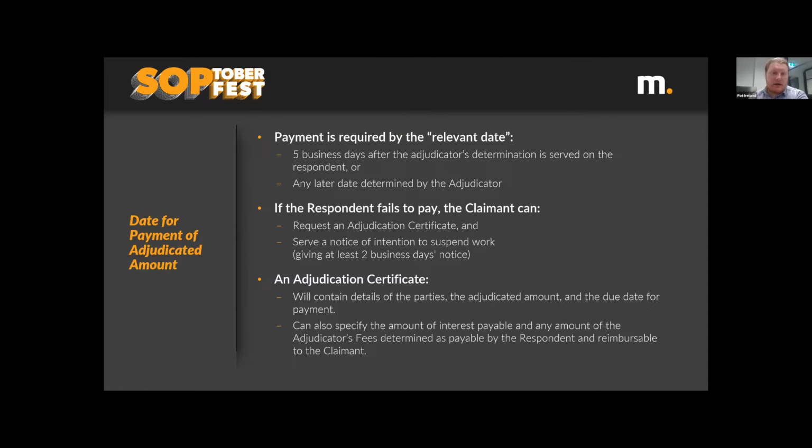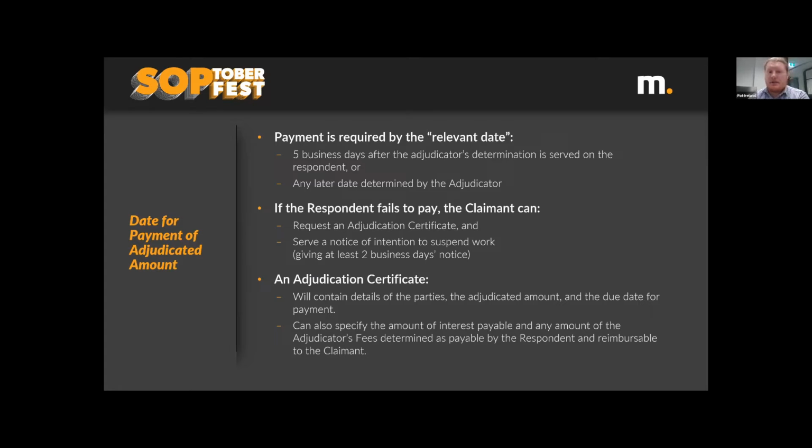can take. Requesting an adjudication certificate in order to enforce that adjudicated amount as a debt. And another great tool that can be used is a notice of intention to suspend work, which can be a really helpful tool to leverage that payment to be made.